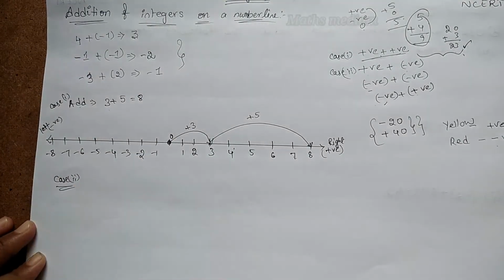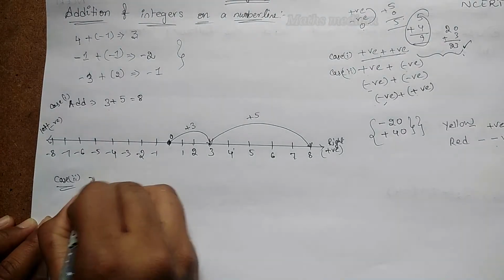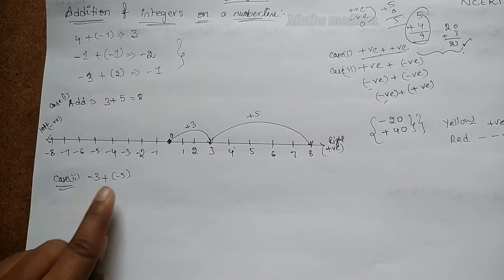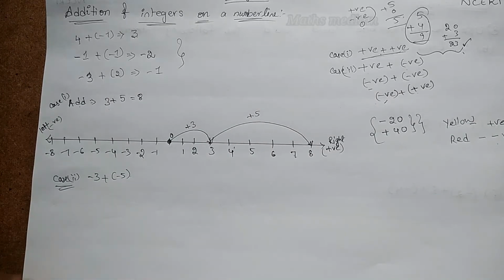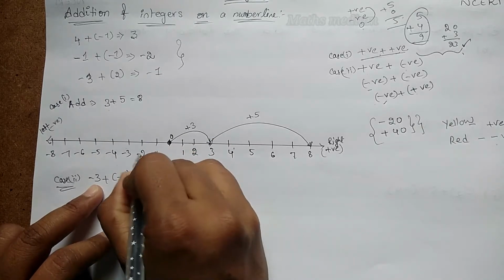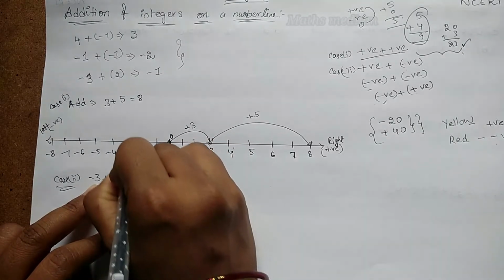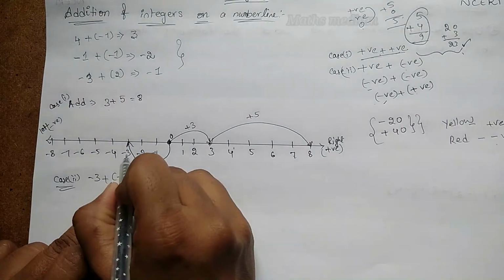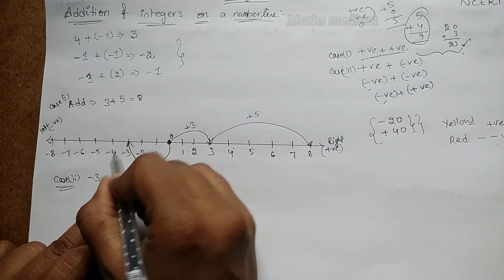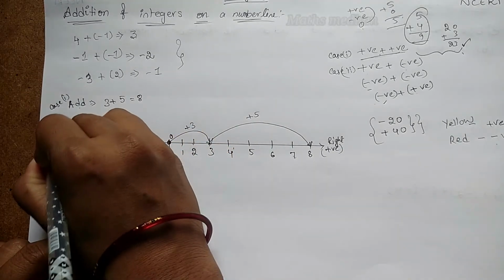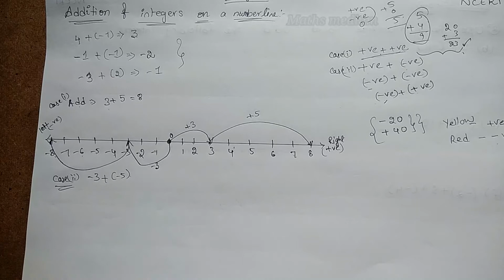Case 2 is similarly minus 3 plus minus 5. We have to take it. So similarly take 0. We have to add minus 3: minus 1, minus 2, minus 3. So this is minus 3, and we have to add minus 5 to it: minus 1, minus 2, minus 3, minus 4, minus 5. So like this. I hope you understand this.